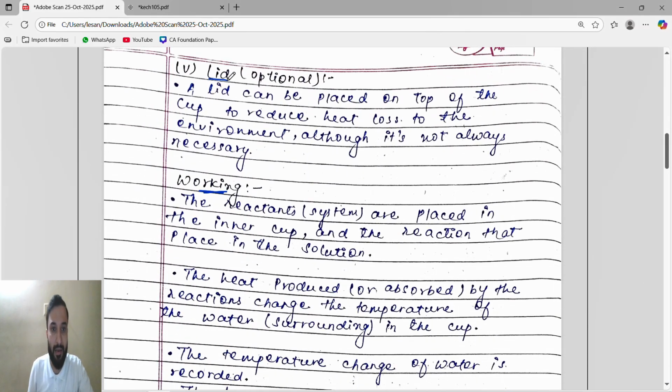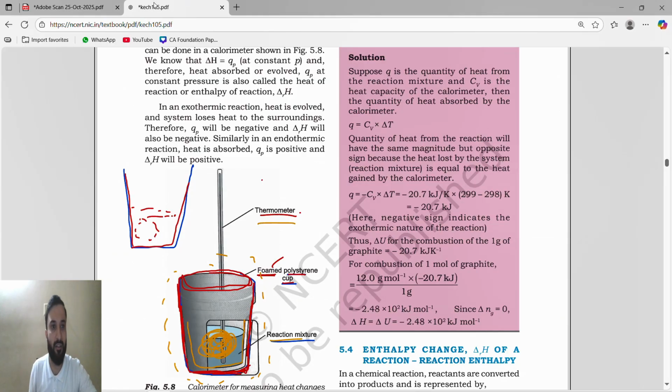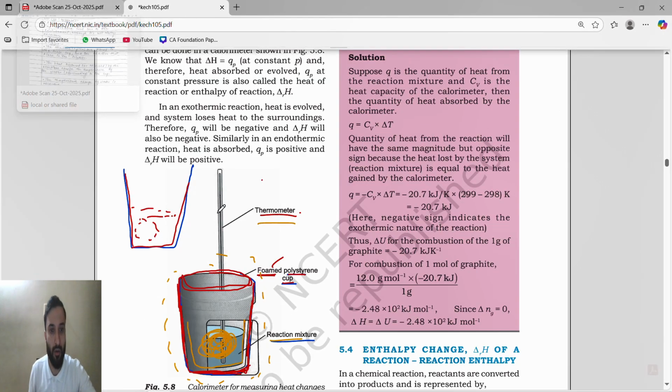Now next is the lid. It's optional. Lid we know, right? It is used for closing. A lid can be placed on the top of the cup to reduce heat loss to the environment, although it is not always necessary. So the lid is optional. We may not use it. It is not necessary. Okay.